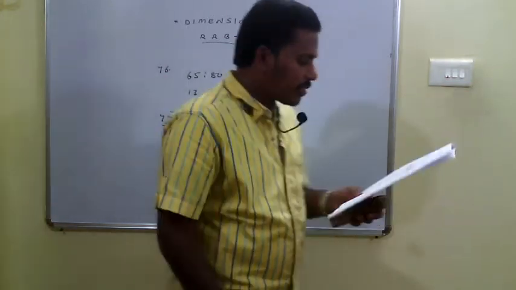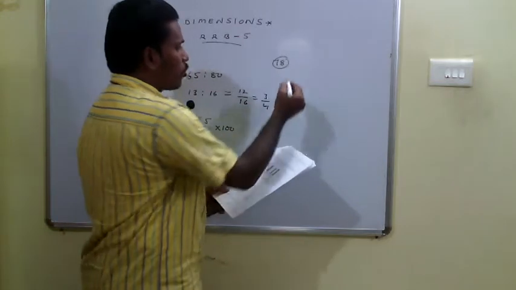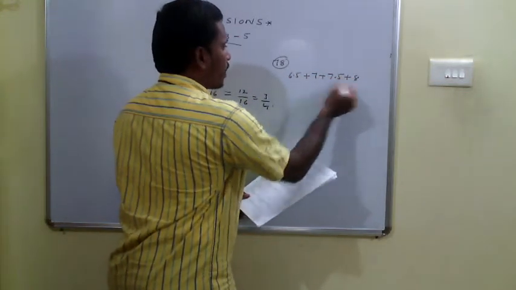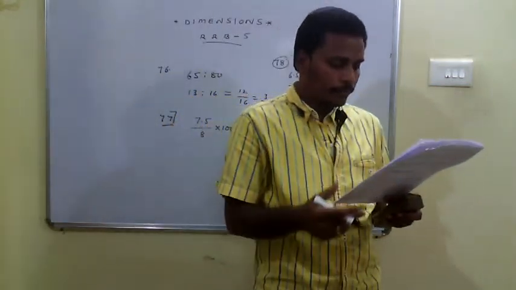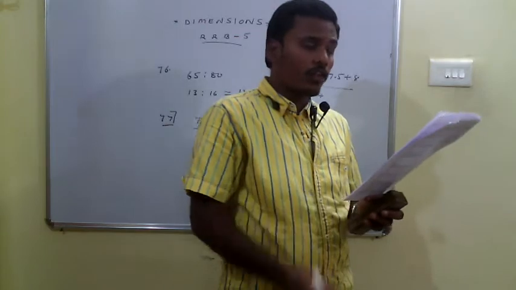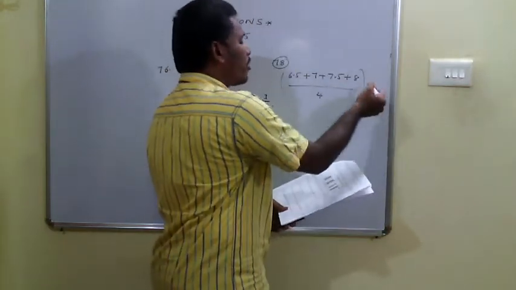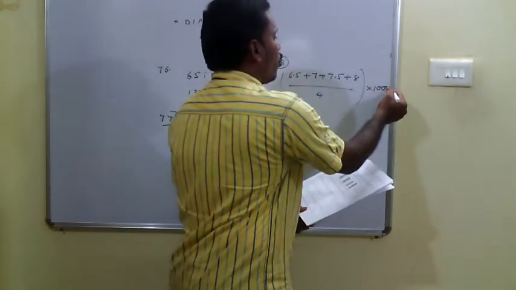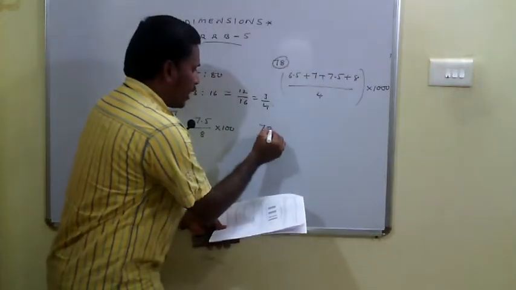What is the average annual income? We need to add all the incomes. All the incomes are 6.5, 7, 7.5 plus 8, whole divided by 4 we need to calculate. And you need to convert in terms of 1000 rupees. So it is actually 8,000; 8 indicates 8,000. So this value into 1000 we need to do, and your answer is none of these, right? And the next one is 79th problem.